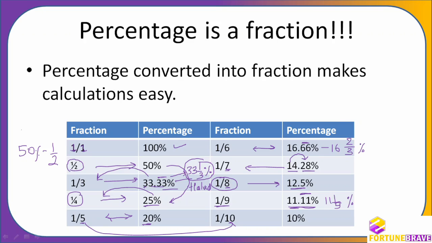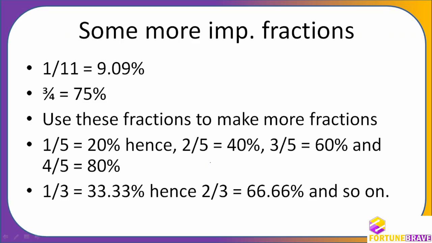And before we go to that, we are also going to understand some more important fractions. Like again, we are not stopping at 1 by 10, we are going to 1 by 11. 1 by 11 is 9.09. So if you want to remember, 1 by 9 is equal to 11.11 percentage, and 1 by 11 is equal to 9.09 percentage. Okay, this is also written as 9 1 by 11 as well. So 9 and 11 are connected. This you need to remember.